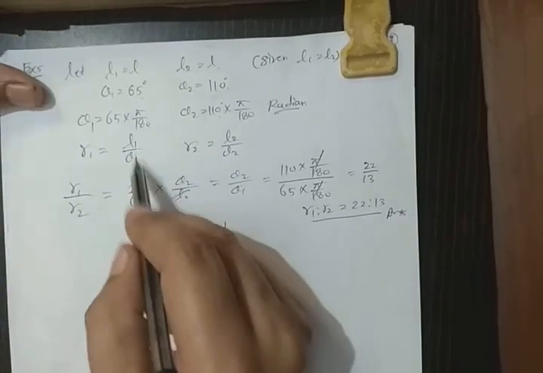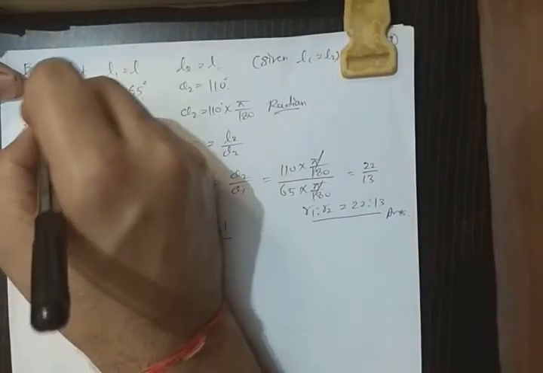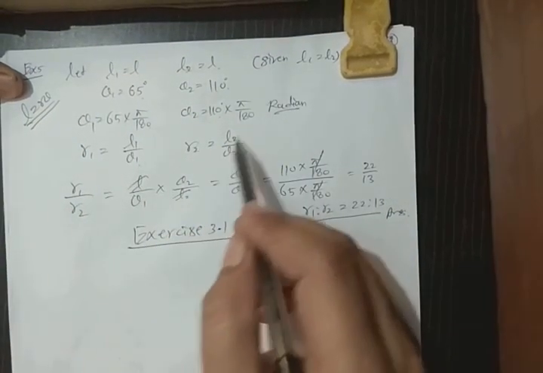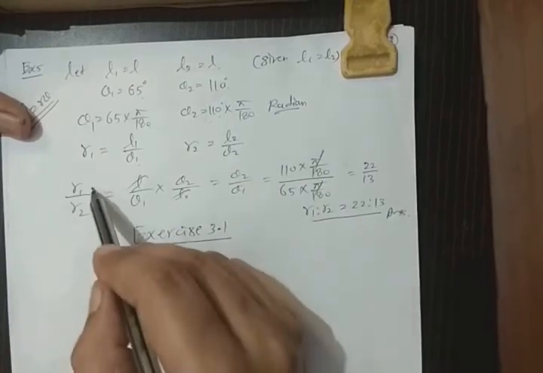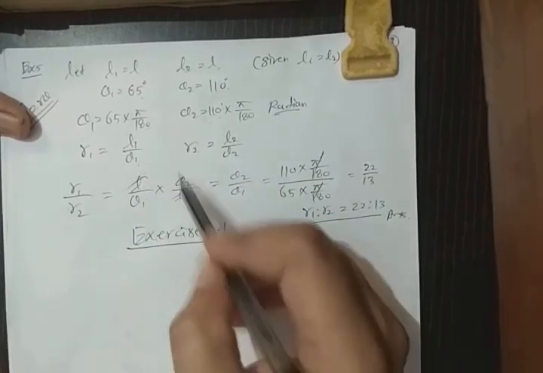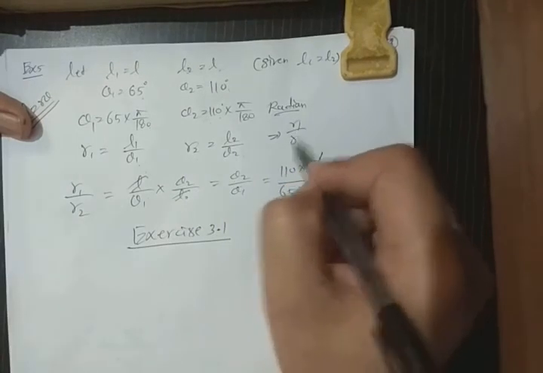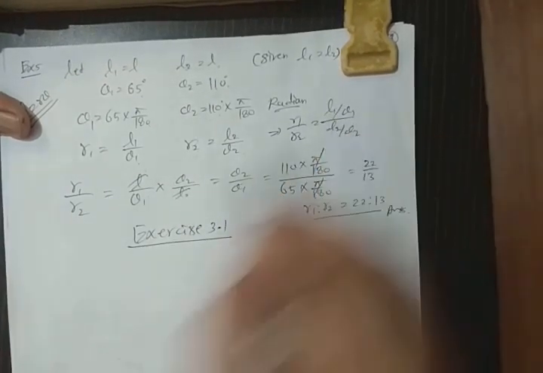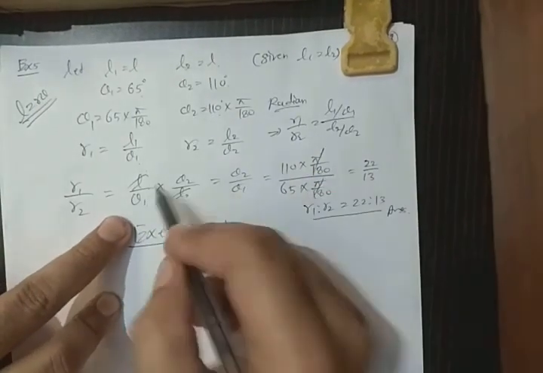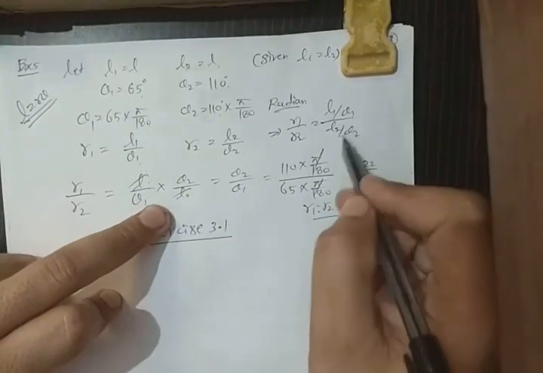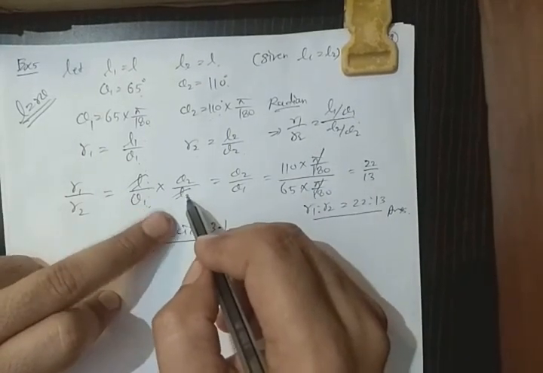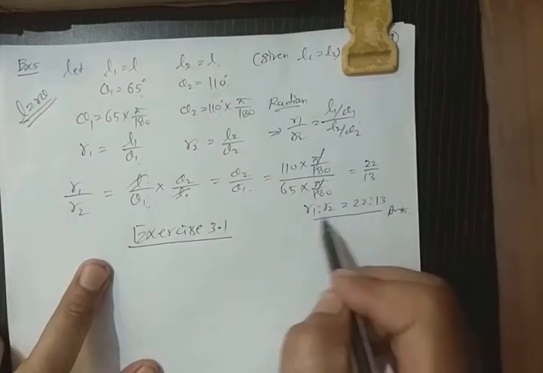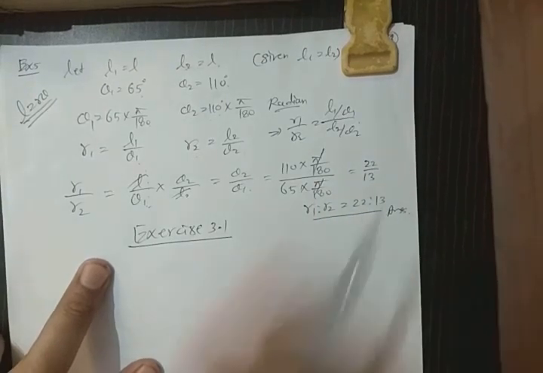So r1 is equal to L1 upon theta 1. Since the formula is L is equal to r into theta, r1 is equal to L1 upon theta 1 and r2 is equal to L2 upon theta 2. Then r1 upon r2 is L upon theta 1 upon L upon theta 2. So r1 upon r2 is L1 upon theta 1 upon L2 upon theta 2. Then put the value of L1, that is L upon theta 1 into the reciprocal of this, theta 2 upon L. Cancel L, so it becomes theta 2 upon theta 1. Put the value of theta 1 and theta 2. Then r1 ratio r2 is 22 ratio 13.